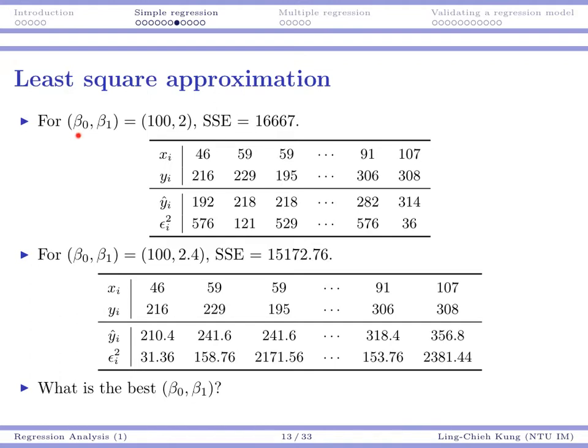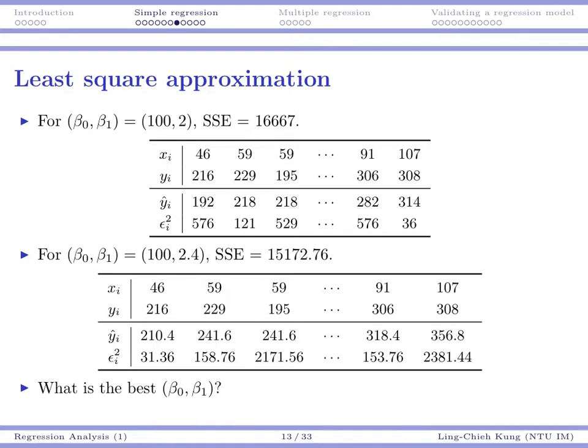So for 102, we can do the calculation and find that the sum of squared error is 116,000 and so on. If we switch to 102.4, the SSE is going to become smaller, right? It's just 15,000 and so on. If you want, I encourage you to verify these two numbers. You may use Excel, you may use R. Very easily you can calculate these two numbers.